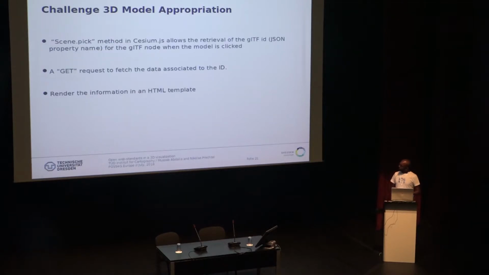In Cesium, there is a method called scene pick. So when the user clicks on the glTF model, it gives back the ID of the clicked node. So if we have a model that is segmented into nodes, we can retrieve the ID of each node that is selected. And the idea is that we will use this ID to fetch the associated data from the database and then render it in an HTML template.